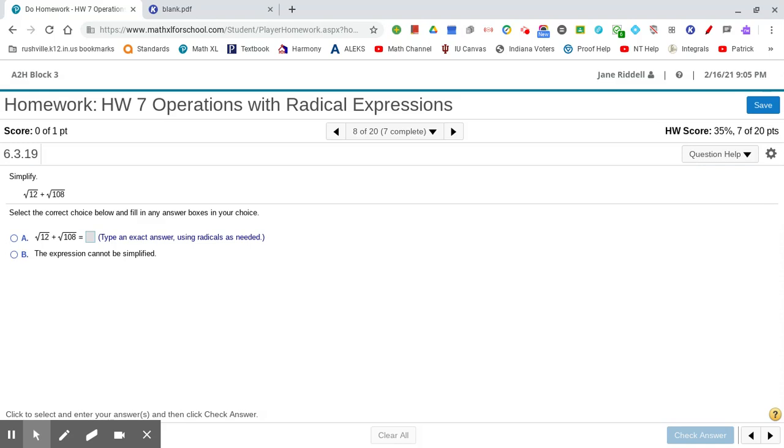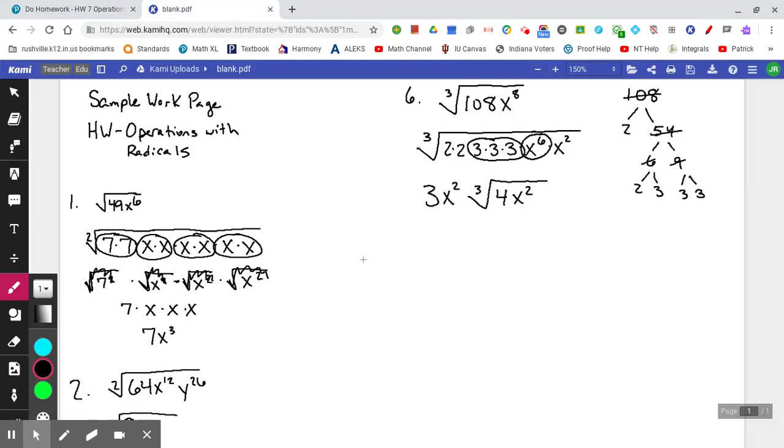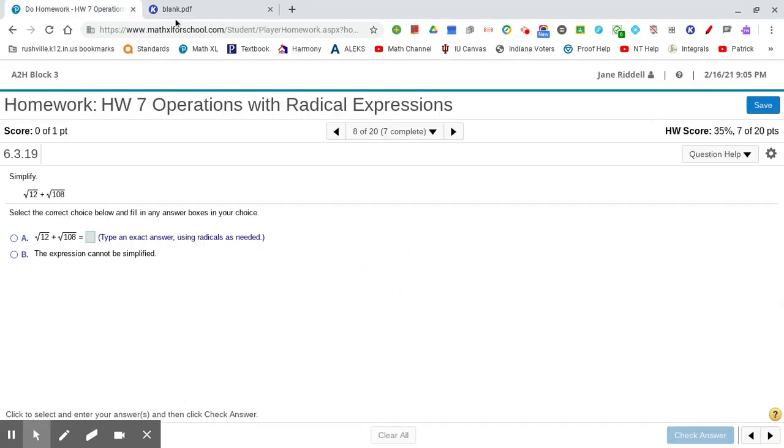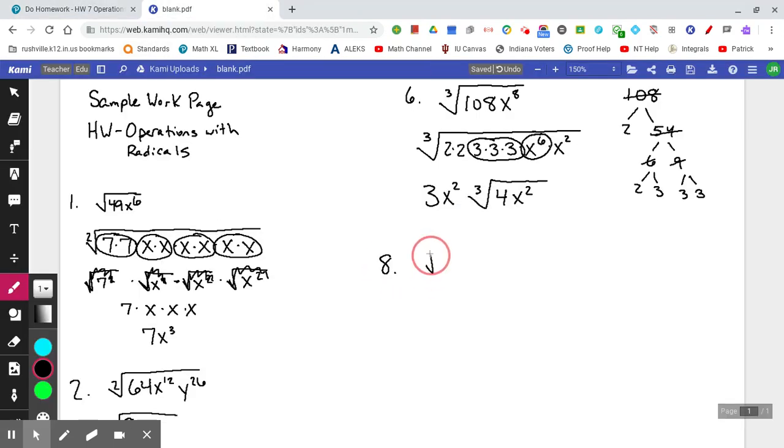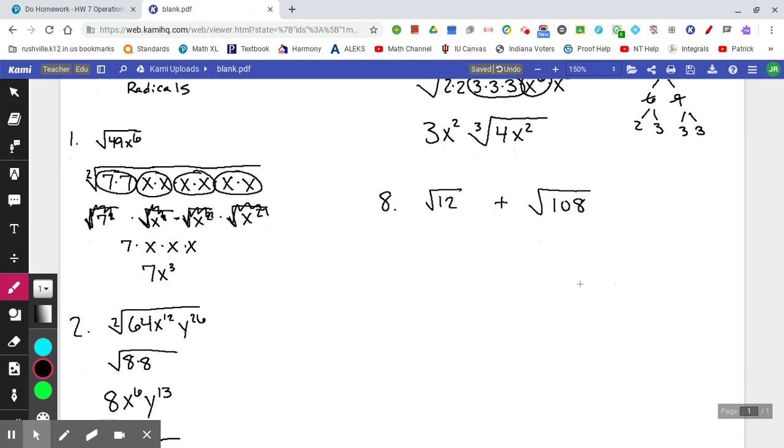But they're going to trick you on these. First thing that you need to do is make sure that the radicals are as simplified as possible. That's why we started off with simplifying radicals first. So here we have square root of 12 plus the square root of 108. Right now it doesn't look like these are like terms. They're both square roots, but they don't have the same number underneath the radical, so you'd think they're not like terms. However, I need to simplify first.